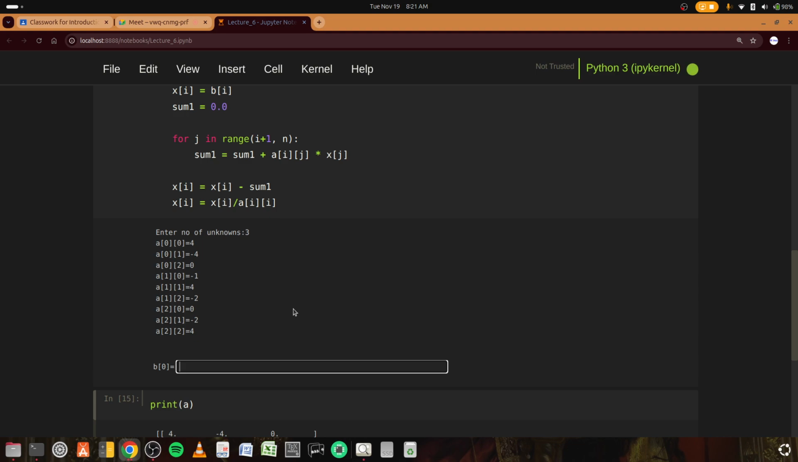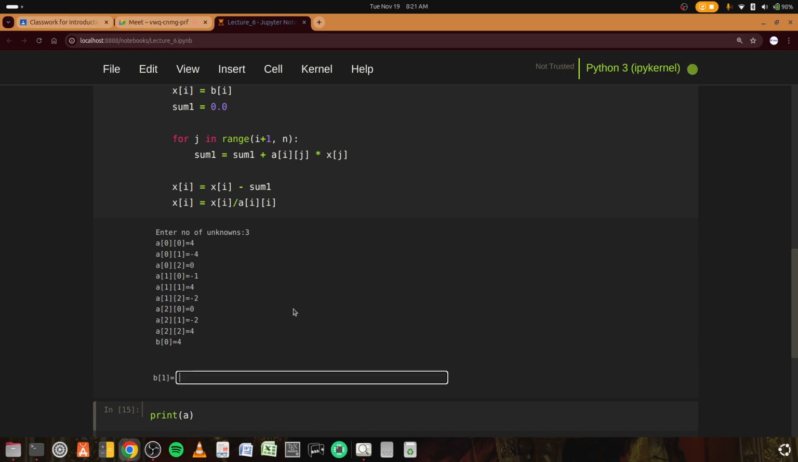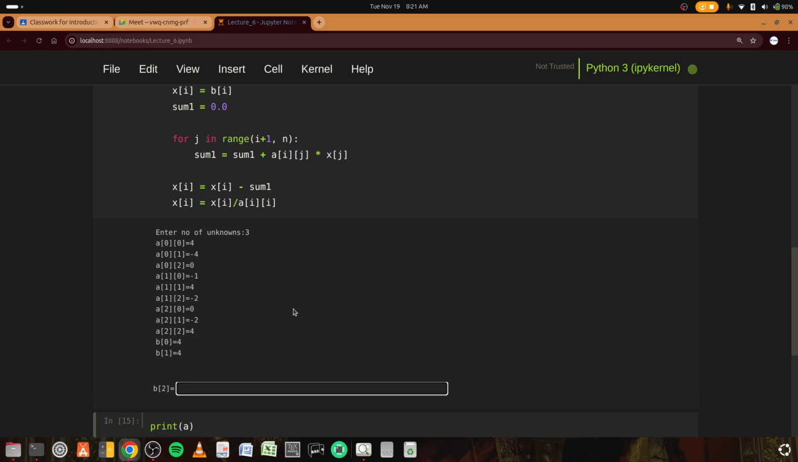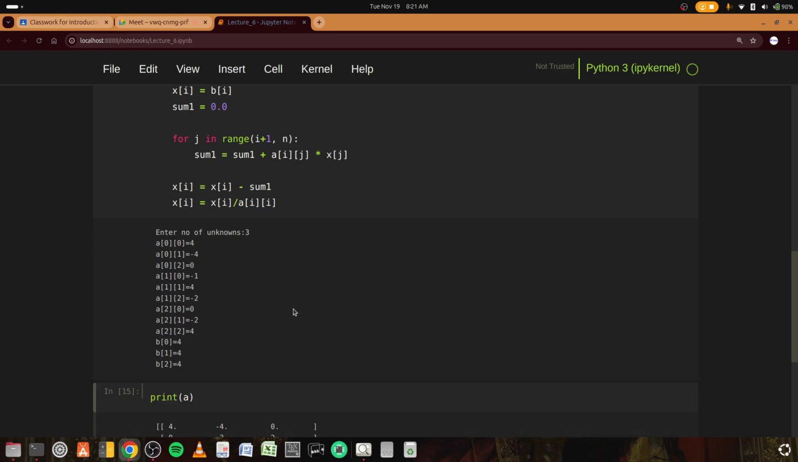And now the non-homogeneous part, what is B0? B0 is 4. Then B1 is also 4 and B2 is also 4. So now you have given input for all the quantities, like all the coefficients of the coefficient matrix A00, A01 and all that, and also the non-homogeneous part.